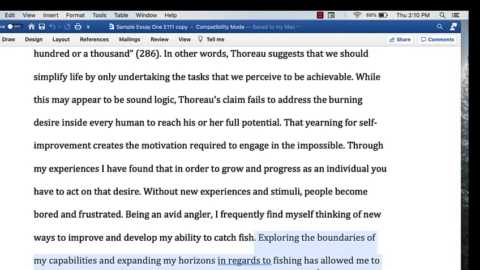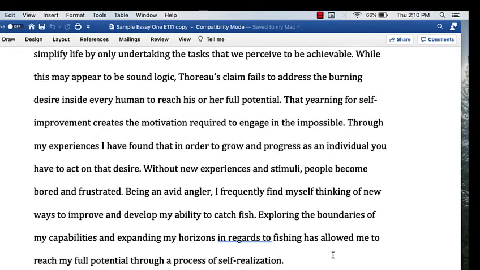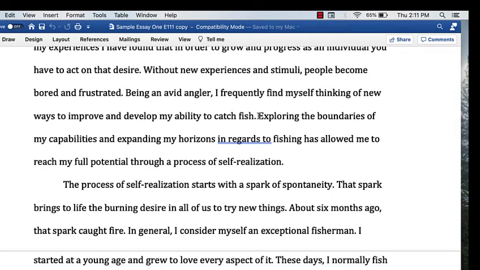Now, I'm highlighting this portion of the opening paragraph here because this is his thesis. And in a lot of ways, I think it works pretty well. For example, that specific experience, exploring the boundaries of my capabilities and expanding my horizons in regard to fishing, and then the active verb, has allowed me to reach my full potential through a process of self-realization. I think the weakest part of this thesis in this student paper is this: what does it mean to reach your full potential or self-realize yourself? I think that's a little vague, but it's enough to go by, right?